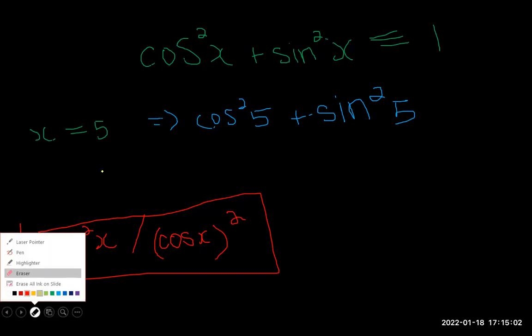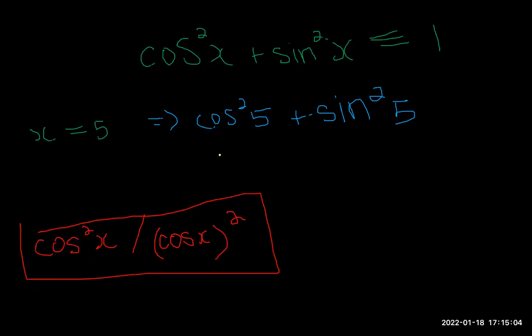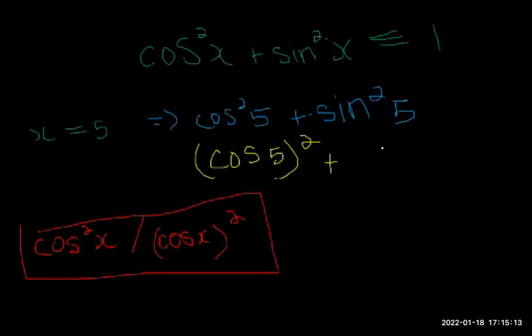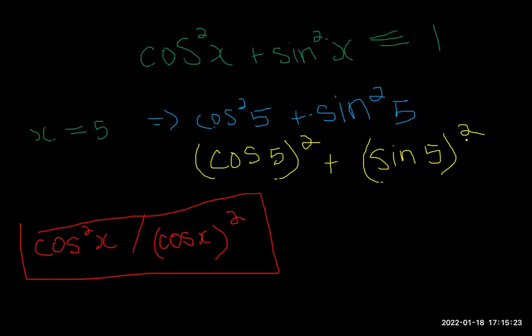So instead of saying cos squared 5, I can also write this as cos 5 squared, plus I can do the same thing for this one: sine 5 squared. So can anybody put this into your calculator and tell me what you get? Cos of 5 squared plus sine of 5 squared. I put it in and I got 1. Okay, so it worked for when x is 5.